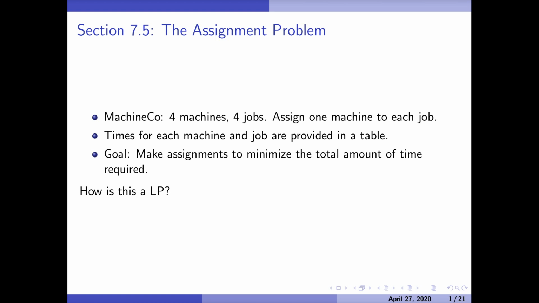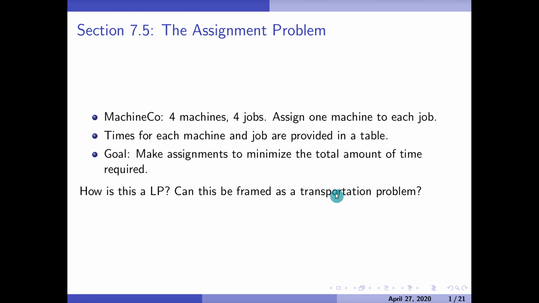So how would this be a linear program? Well, what are the decision variables first? The decision variables would be which machines are assigned to which jobs, right? So you could say, for example, Yij is 1 if machine I is assigned to job J, or it's 0 otherwise, right? And then we would just sum the Yij times Cij, and that would be our objective function.